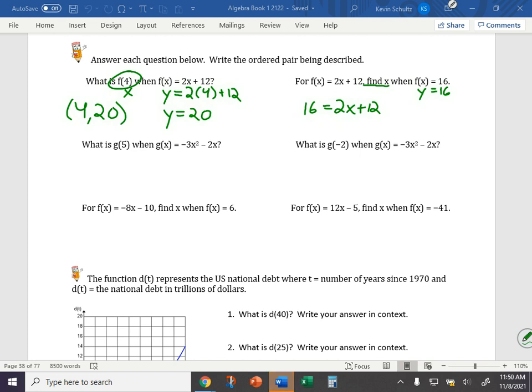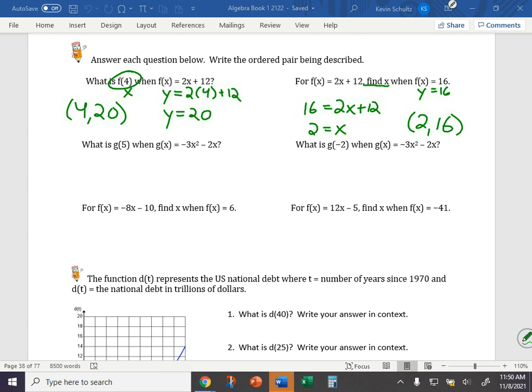Your big hint here is that it says find x. If you're finding the x value, it's not going to give it to you. It's giving you the y. So subtract 12 from both sides, divide by 2, and we get a value of 2 for x. What ordered pair is being described here? Sarah? (2, 16). X is 2, y is 16.